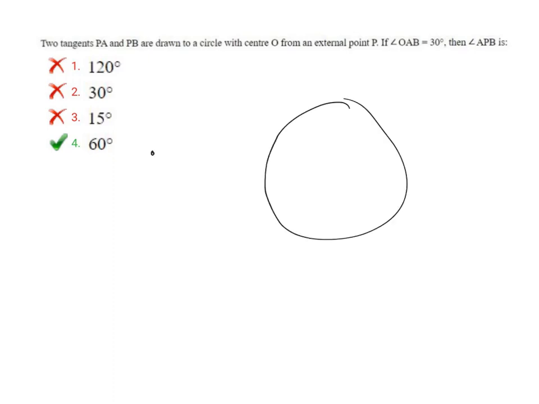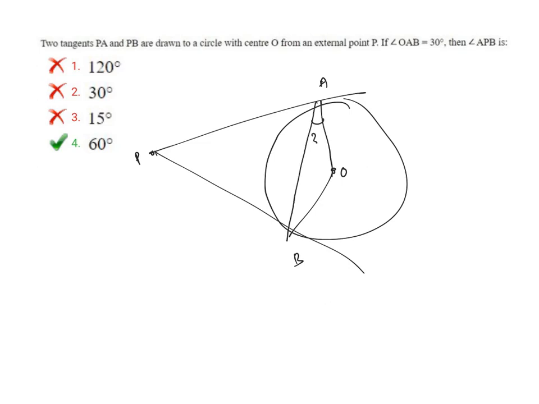So as usual, it is from P, and PA and PB, and this is point O. So let it be PAB. This point O is the center. So he said OAB, this one is 30 degrees. Then he is asking you PAB. So we know if it is 30, this is 90, therefore this is 60.